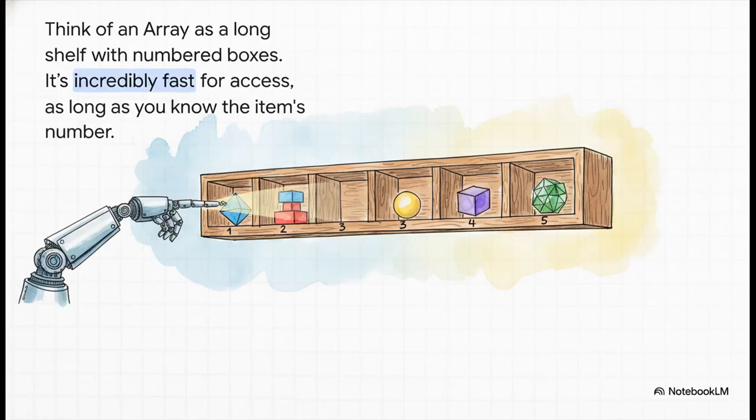Okay, let's dive into our first and honestly most basic building block, the array. The best way to picture it is like a long shelf with numbered boxes. Your phone's contact list? That's a perfect example. Every contact has a spot, and the app can jump straight to contact number 57 without looking at any of the others. It's incredibly fast for getting to something as long as you know its number.